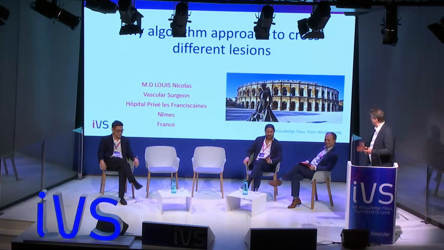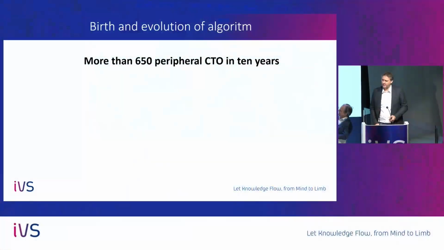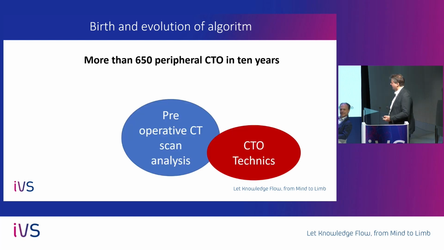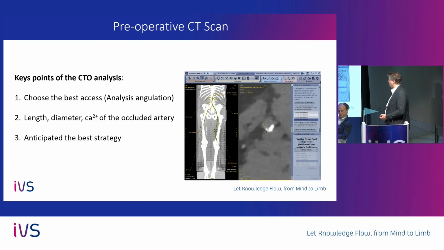My algorithm: why did they ask me to give you my algorithm? Because in my small center, in a small town in the south of France, we have huge experience, now 10 years. My algorithm is very simple. It's based on what I learned over 10 years: to analyze the preoperative CT scan, to use the good CTO technique that I learned from the Japanese technique, with the cardiologist, with the radiologist, and at the end, to have the appropriate device to perform the best case.